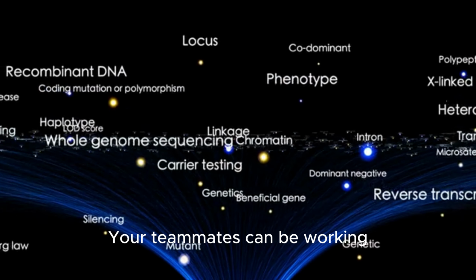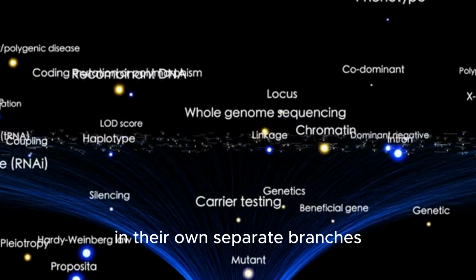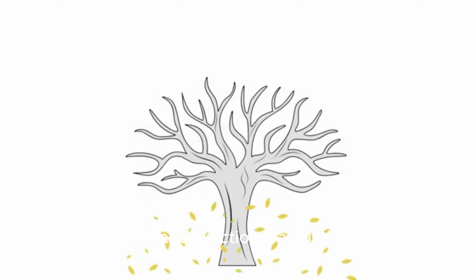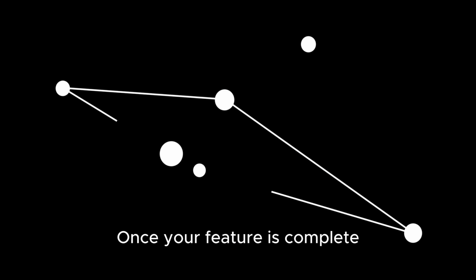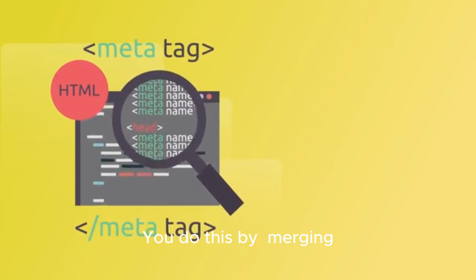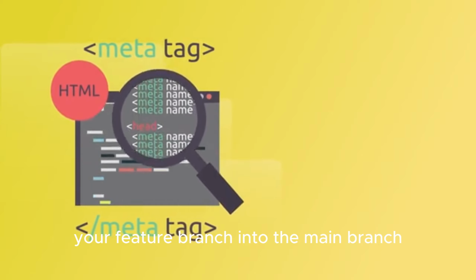Your teammates can be working on their own features in their own separate branches. This keeps the main branch clean and functional at all times. It's like having parallel universes for your code. Once your feature is complete and tested on its branch, you're ready to integrate it back into the main project. You do this by merging your feature branch into the main branch.